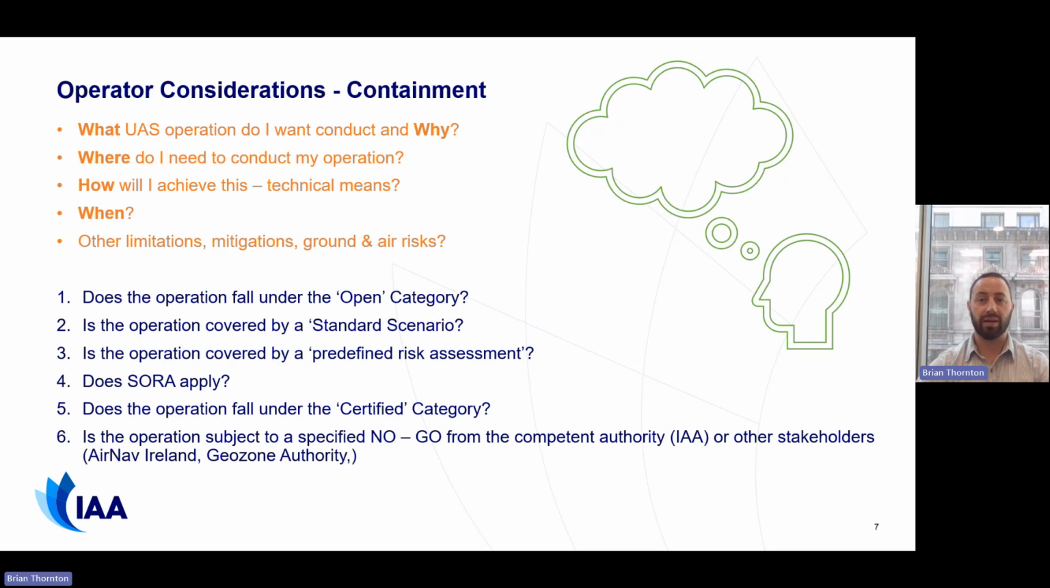So you may be aware that across Ireland and other EASA member states, there are geographical zones that may prohibit or restrict UAS flight operations. So for example, aerodromes, airports, places of national critical infrastructure, they can be blocked off by geozones. So again, that's a consideration before you elect to apply to the authority or want to operate in a different type of specific category operation.